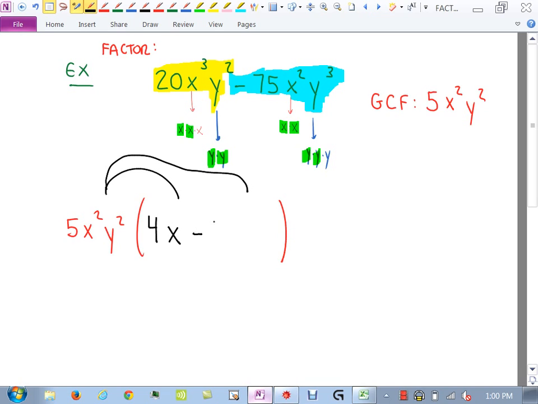Okay, how do you get a 5 to become a negative 75? Minus 15. How do you turn x squared into x squared? You don't. You just leave it, right? Nothing is needed there. How do I turn y squared into y cubed? I need a y. And we're done.